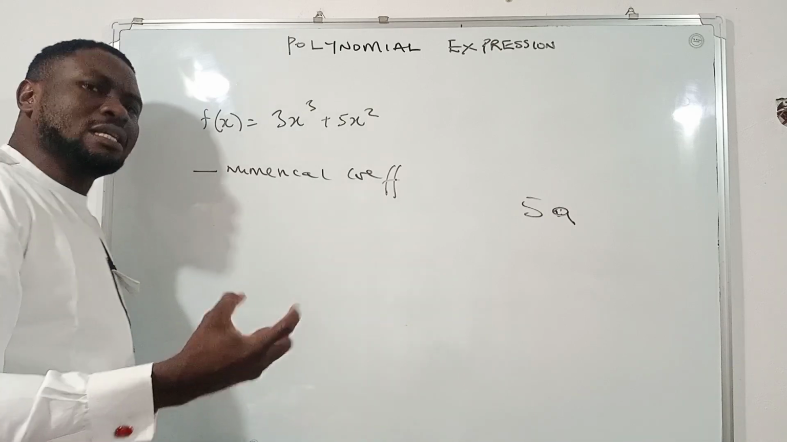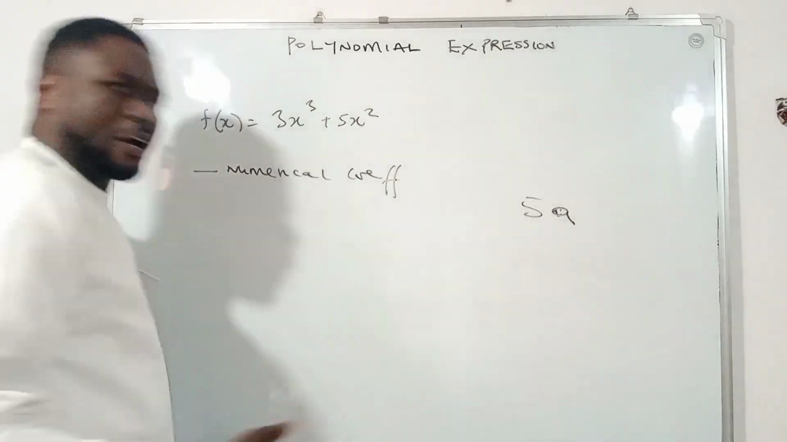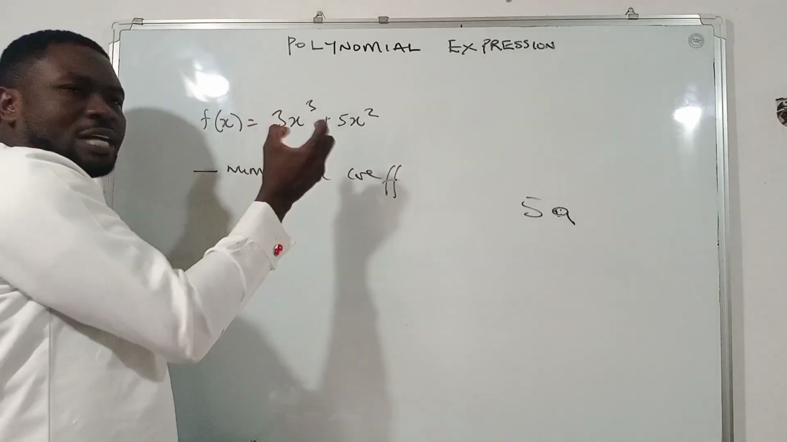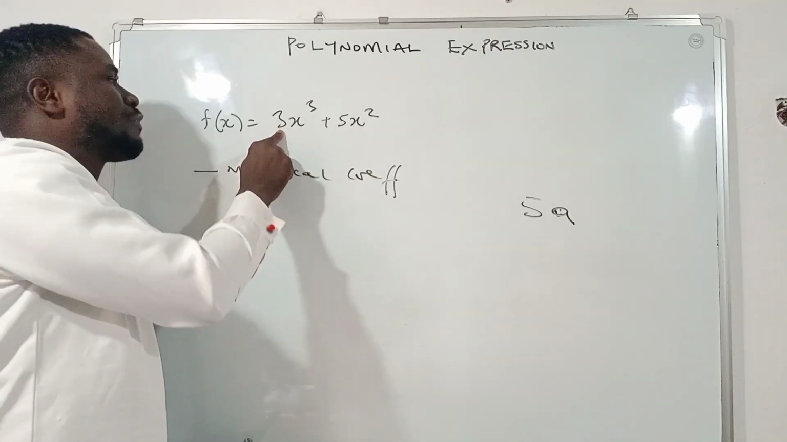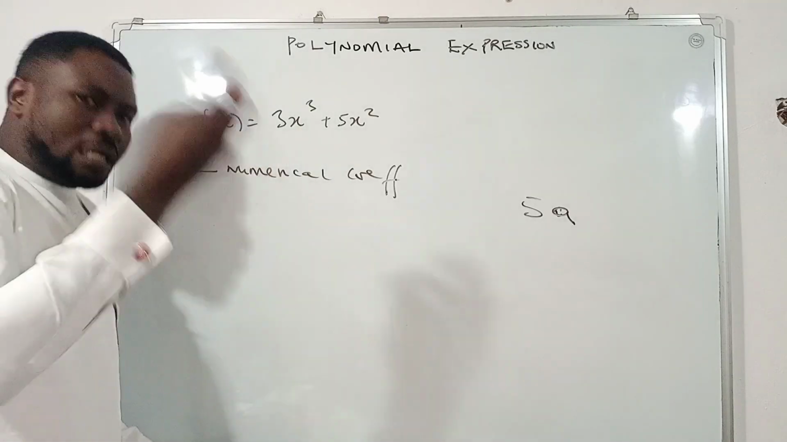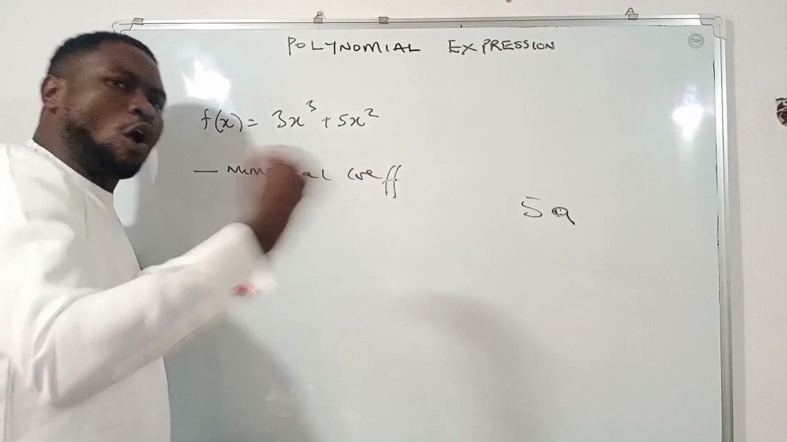Now, I have told you what a coefficient is. A numerical coefficient is a number that stands in front of what? A variable. As you can see here, 3x raised to power 3 tells you that 3 here is a numerical coefficient because 3 stands in front of what? The x, where the x is what? A variable. Now we have, from that definition, we said that there has to be two or more terms.